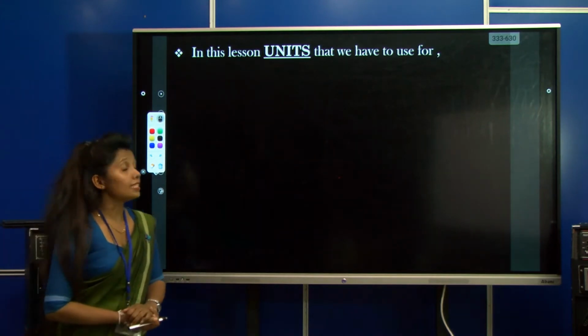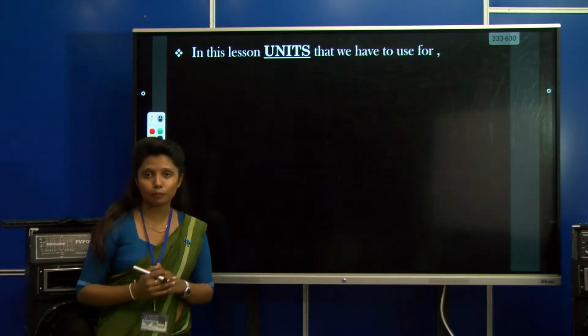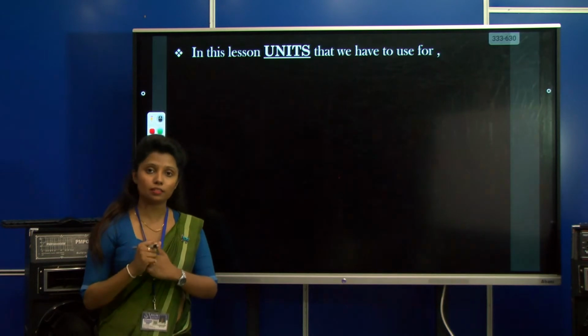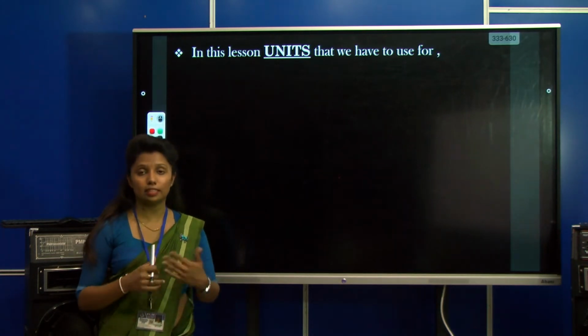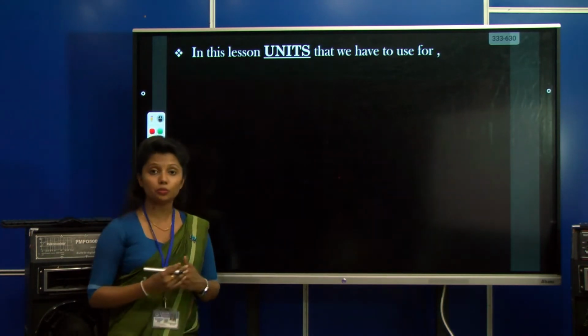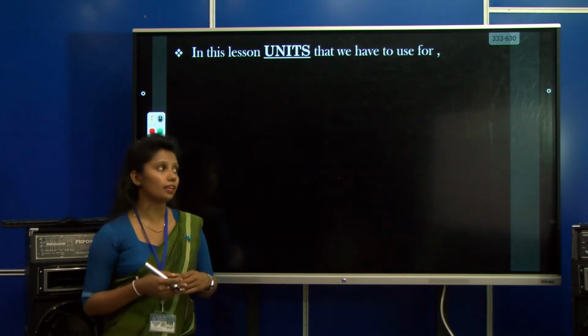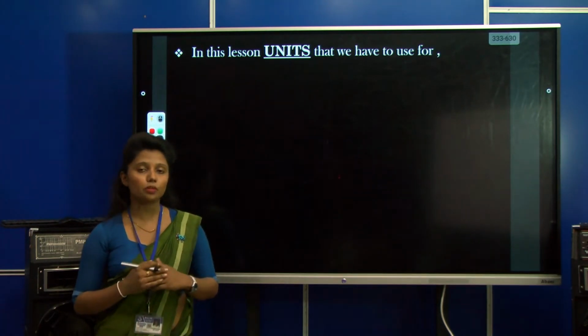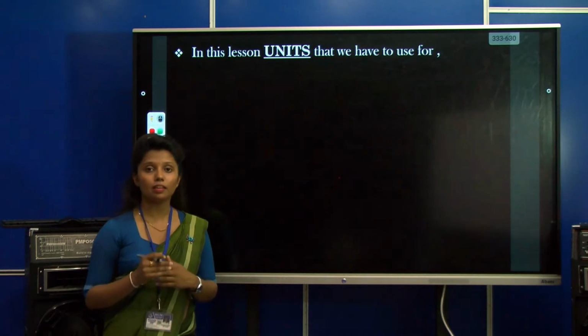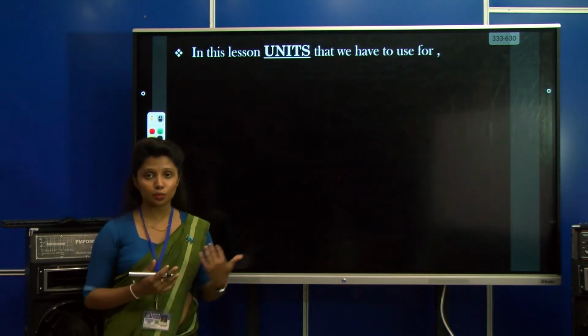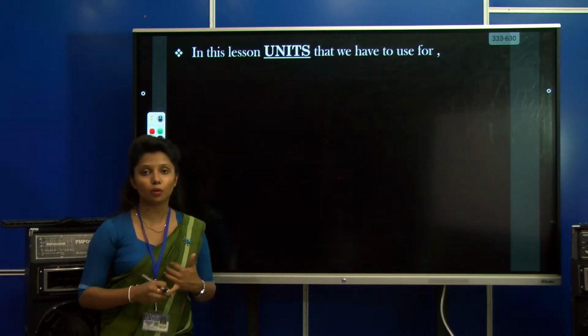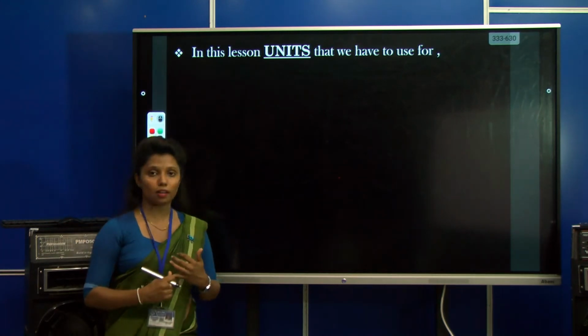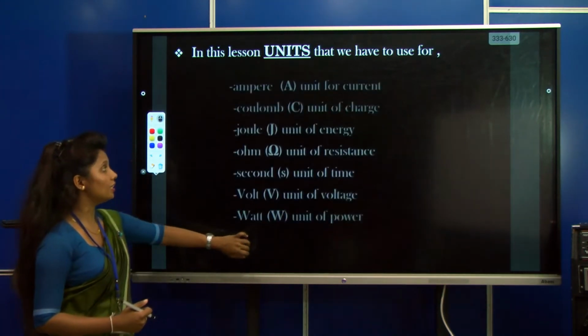In this lesson we are using some units. When you are doing the calculations in this lesson, you have to use these units accurately, because it is very necessary when you are in the exam. If you don't use these units properly, you won't get the whole marks. So, let us see what the units are.